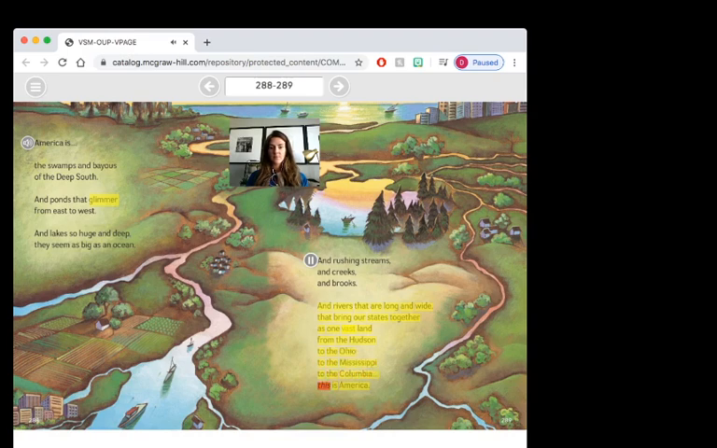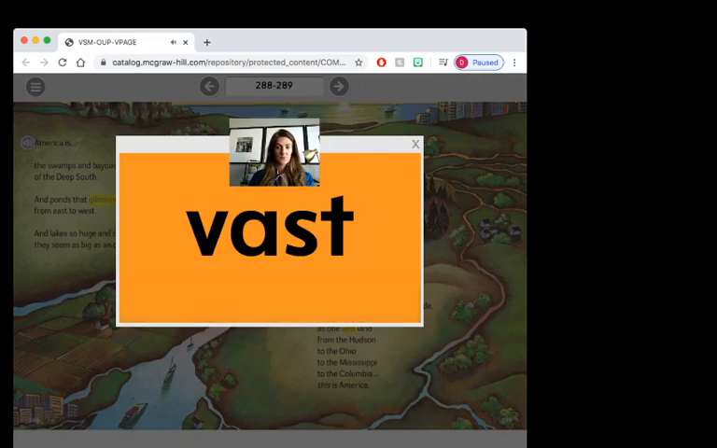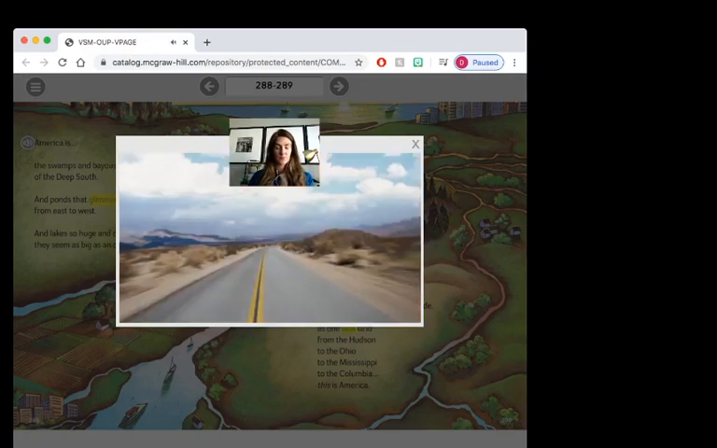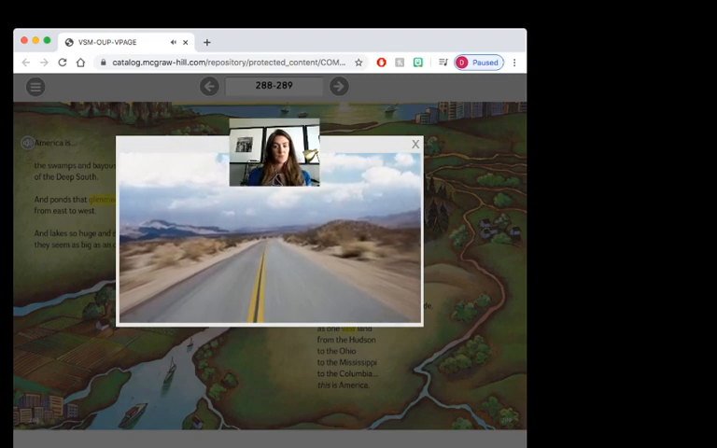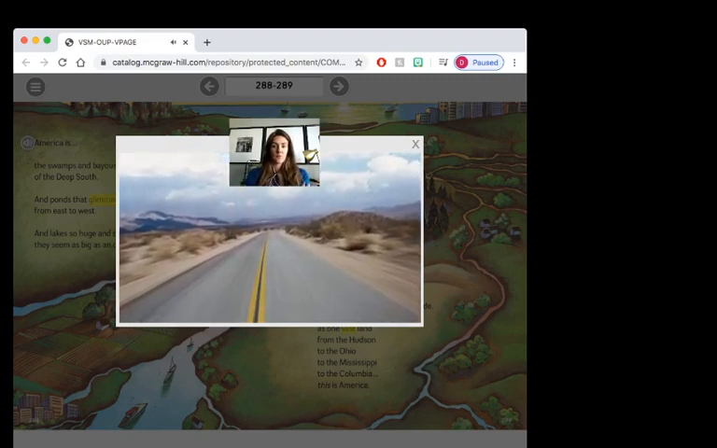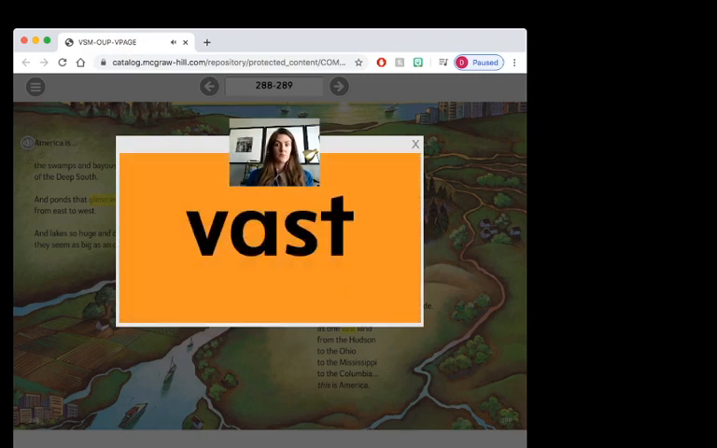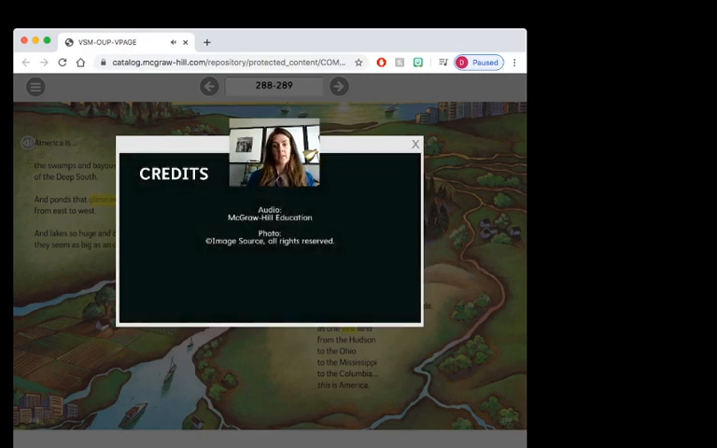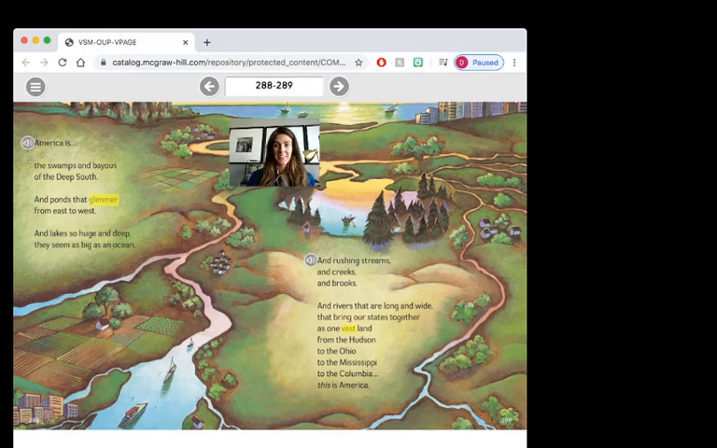This is America. Wow. And the word underlined here is vast. Vast. What does vast mean? And rivers that are long and wide that bring our states together as one vast land. Vast, great in size. The vast plains of Wyoming go on for hundreds of miles. Vast. Wow, so a lot. Big, vast, huge.